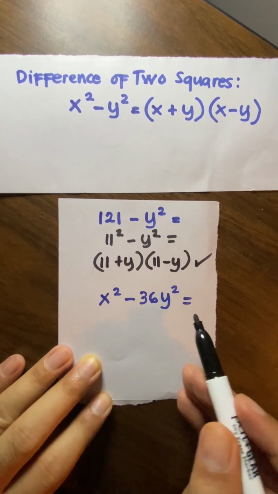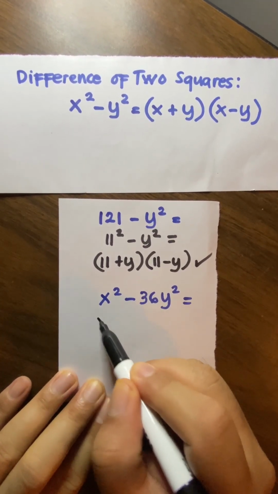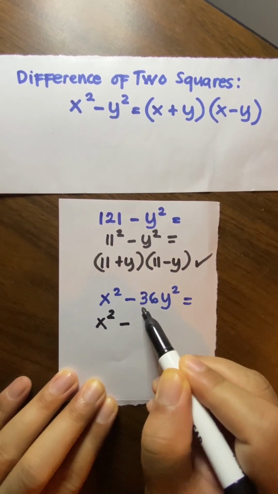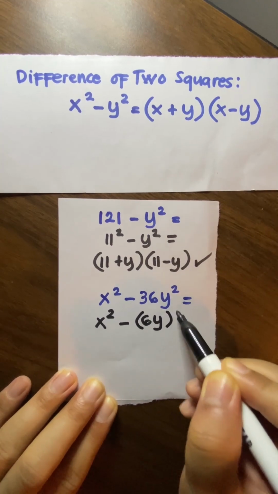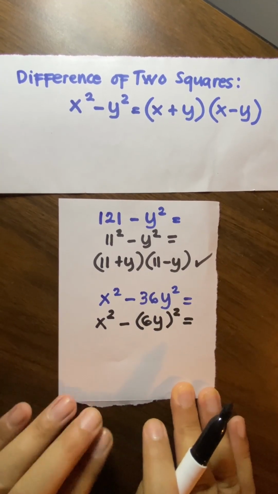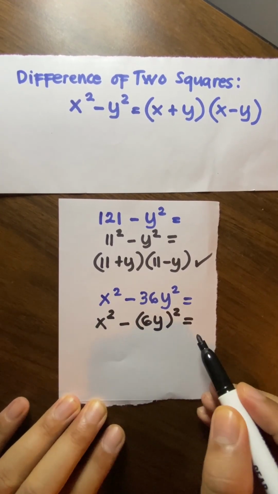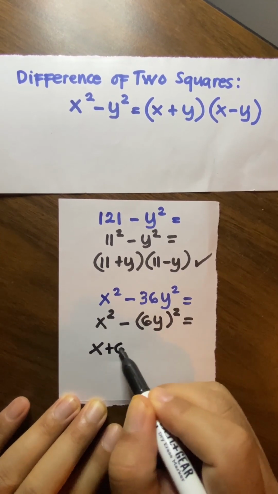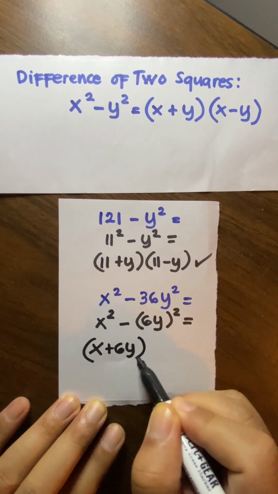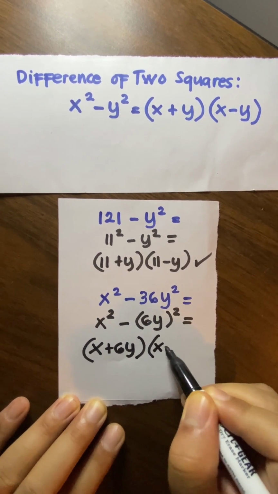Here is another problem, x squared minus 36y squared. First is to rewrite the equation. Here we can write 36y squared as 6y, and then square both. What we did was rewrite the expression so that it follows the format of the difference of two squares. We can now say that the final answer is x plus 6y and x minus 6y.